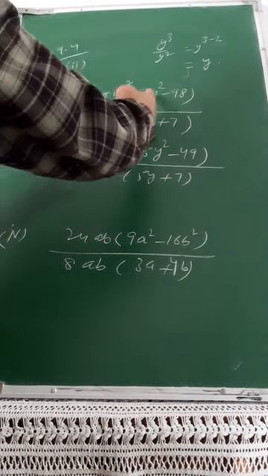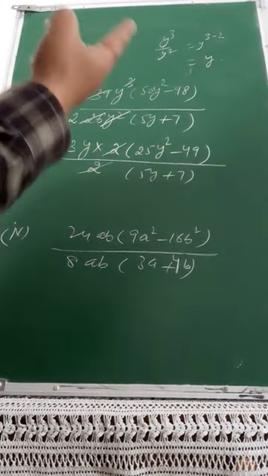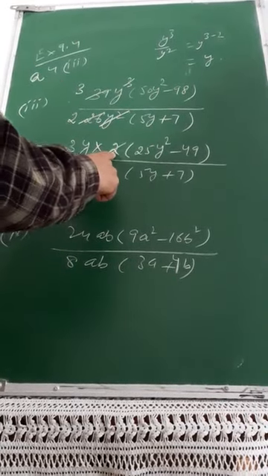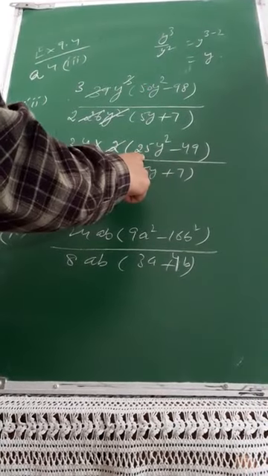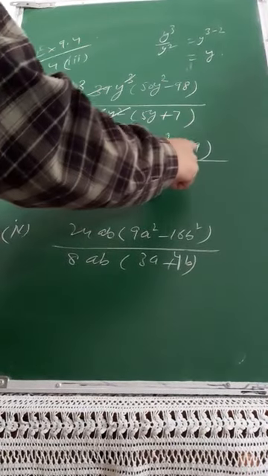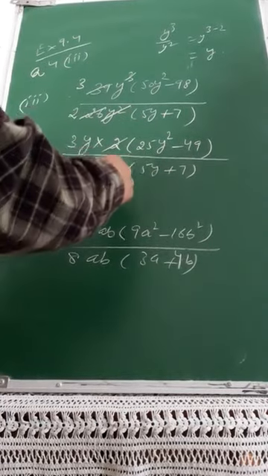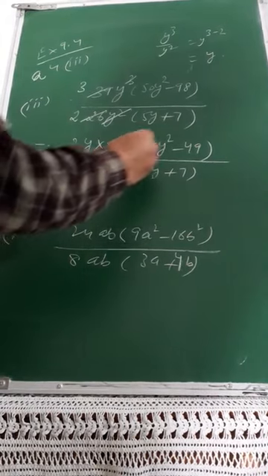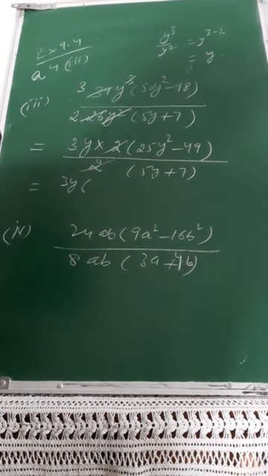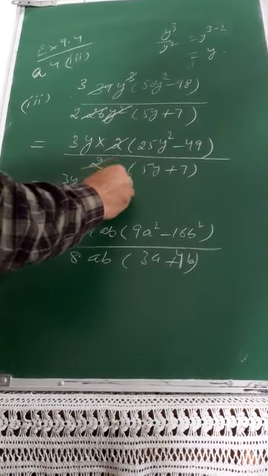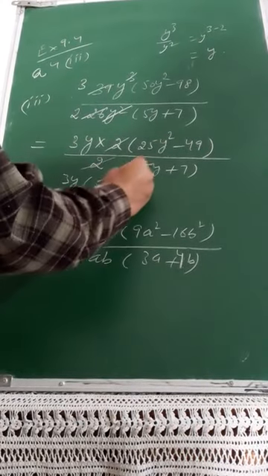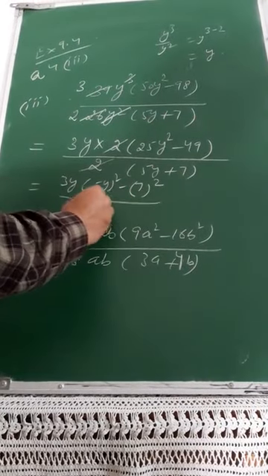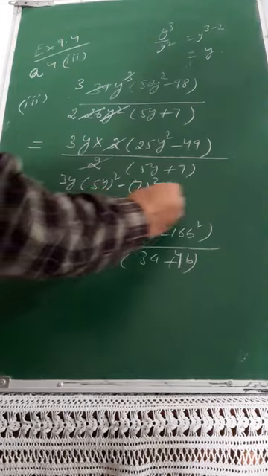In these two, 50 and 98, whatever is common, take that common. Both are multiples of 2, so you can take 2 outside. When you divide 50 by 2, 25 will be here. When you divide 98 by 2, 49 will be here. And 5y plus 7. Now in the next step, it is 3y. You know 25y square is a perfect square, so I can write it as the square of 5y. And 49 again you know is a perfect square of 7. So upon 5y plus 7.